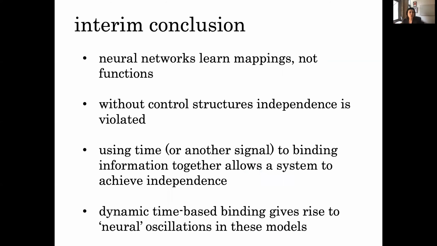All right, so what are the interim conclusions that we can get from this section of the talk? Many of the things I've said come from the fact that neural networks learn mappings, but not functions themselves, although they embody a function. So we see that without a control structure, independence is violated in a tensor product-based neural system. But if we use time, or actually any other signal, but time is an appealing one, we can bind information together in a way that allows the system to achieve that independence. In our dynamic time-based binding systems, we actually give rise to neural oscillations by virtue of computation in these models. And that's going to be an interesting fact that I'll focus on for the rest of the talk.